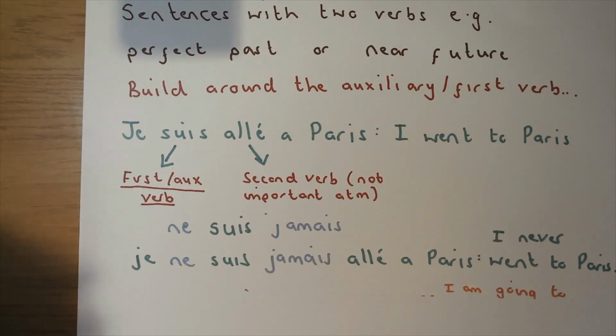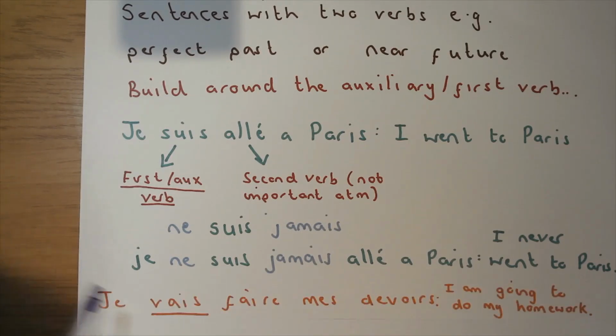However, just as an example, I've got je vais faire mes devoirs here, and that is I'm going to do my homework. As I said, you've only got one conjugated verb, which is vais. Therefore, I need to build around that verb.